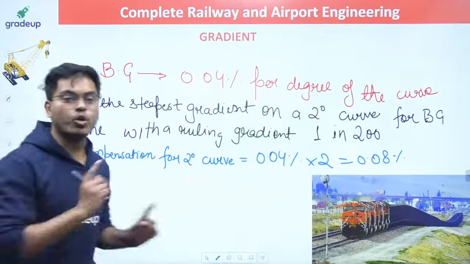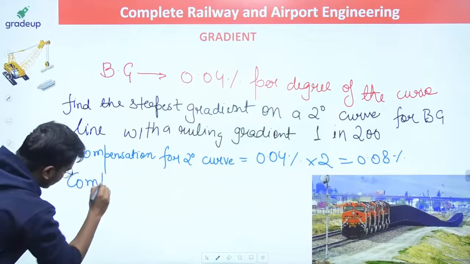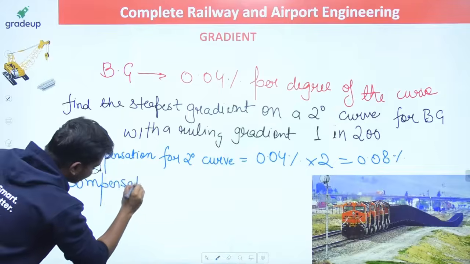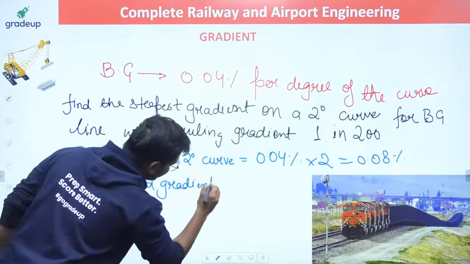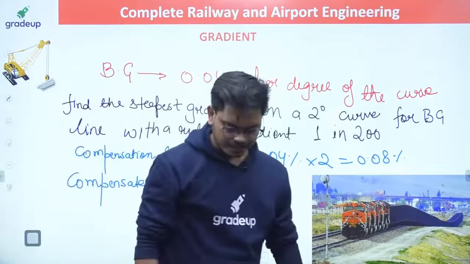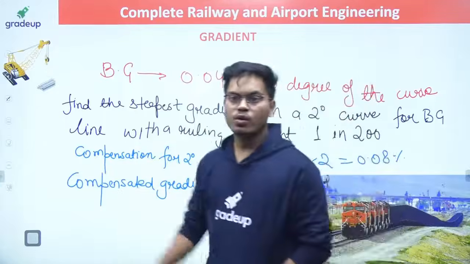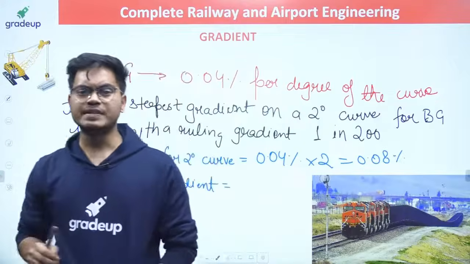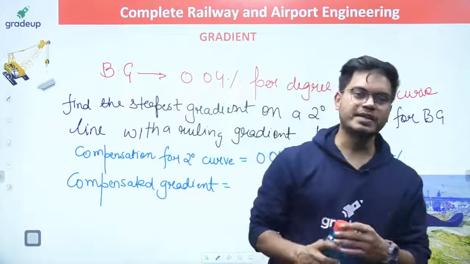Now what will be the compensated gradient? The compensated gradient, everybody please tell me. So 1 in 200 means how much in percentage?